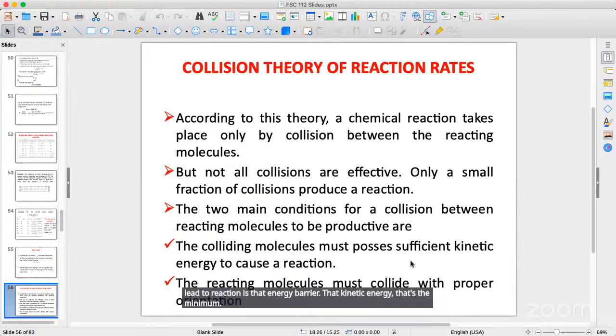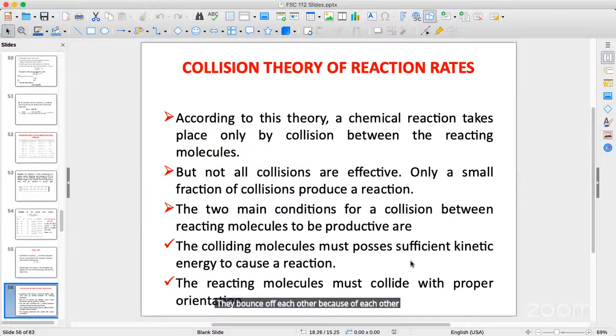Second, the reacting molecules must also collide with proper orientation. We don't want to go into detail on that, but those are the two conditions: energy and orientation. If either is missing, that collision might not produce a reaction. Even when it has sufficient energy, if the orientation is not right, you can even have repulsion. They look like they collide, but they're not going to stick together. They bounce off each other because of the wrong collision.